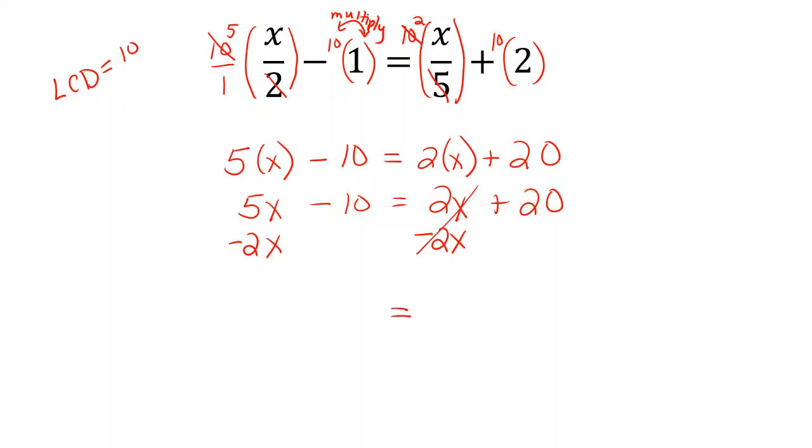Bring down that equal sign in a straight line. I am now left with 3x minus 10 equals positive 20. Now I can use the addition property to isolate the x term. The opposite of negative 10 is plus 10, so add 10 to both sides. 3x is equal to 30.